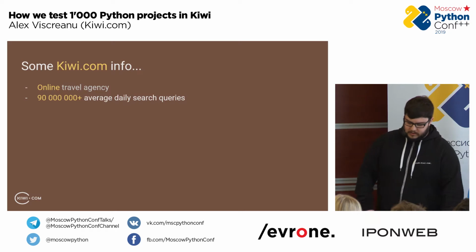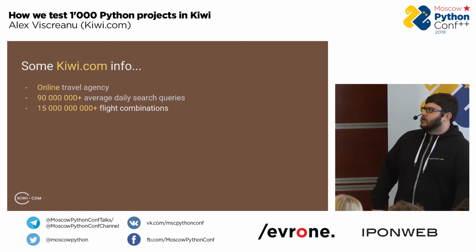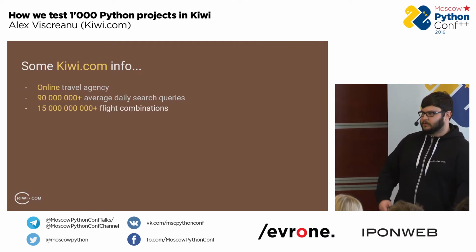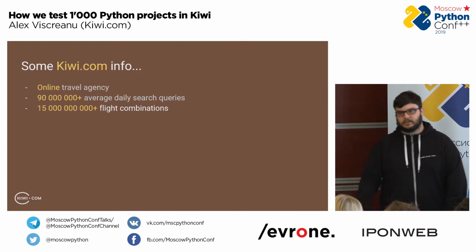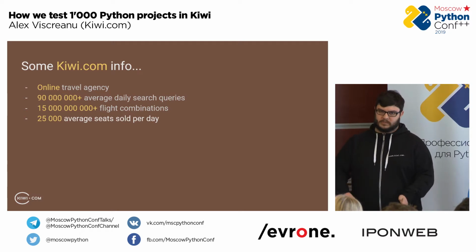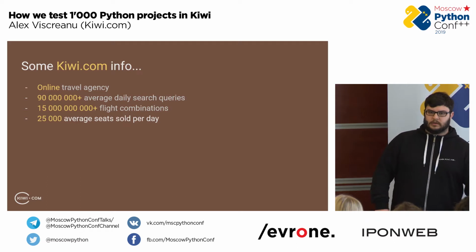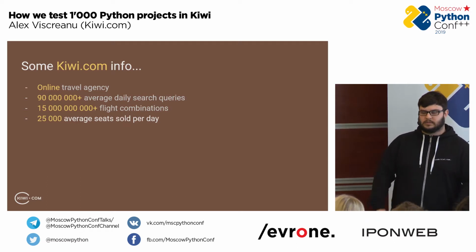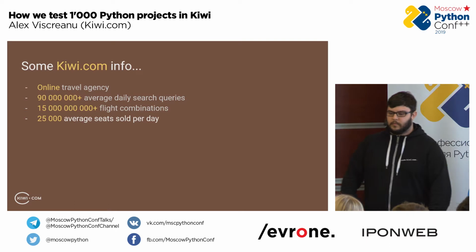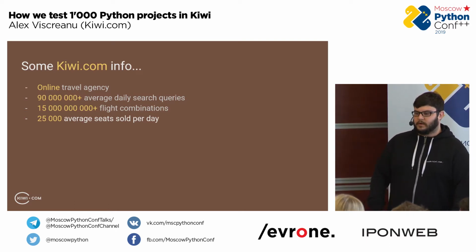Right now we are averaging 90 million daily searches. We have over 15,000 million flight combinations, and we sell around 25,000 seats per day, which is different from tickets. This means that we really need highly available systems. We cannot lose performance anywhere, or allow some small issue to get to production.